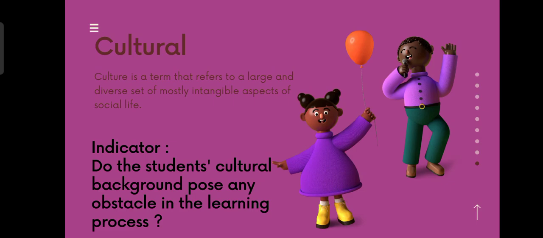And then the next is cultural. Culture is a term that refers to a large and diverse set of mostly intangible aspects of social life. So the indicator is, do the students' cultural backgrounds pose any obstacle in the learning process?